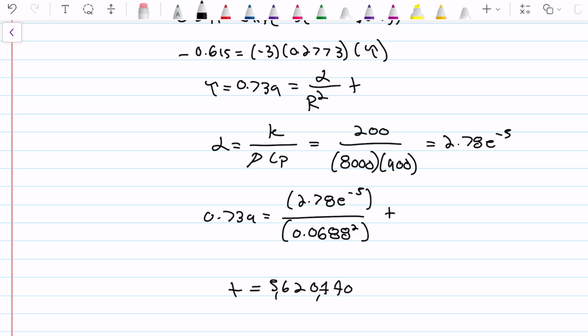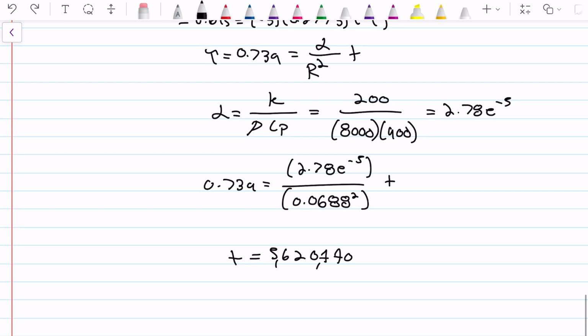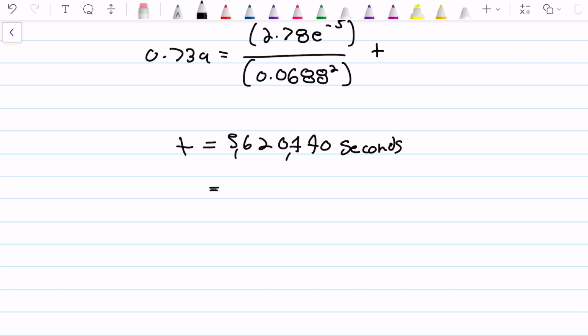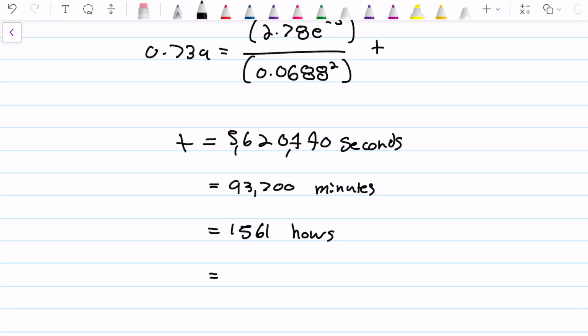So what is that? 5 million seconds. If we put that into minutes, wait, let me put units, seconds. Equivalently 93,700 minutes. Let's put it in hours. Holy shit, we're going to have to go to days. Okay, we'll call it that many hours. Divide that by 24. Holy shit, it's 2 months. 65 days. All right, is that reasonable?